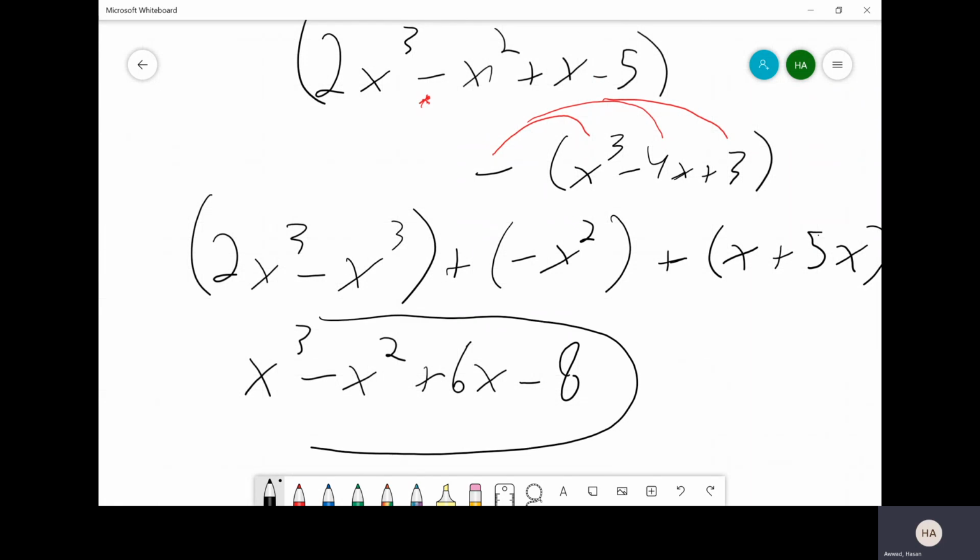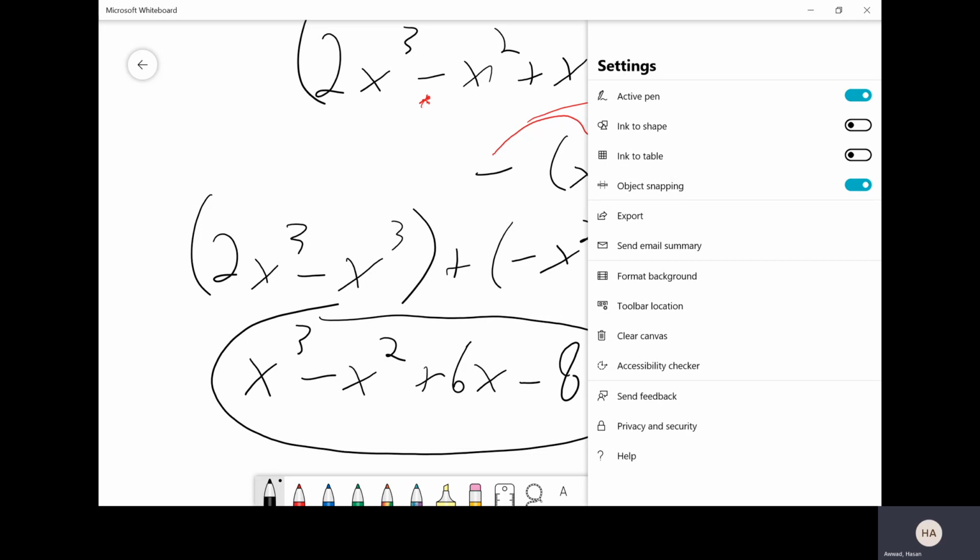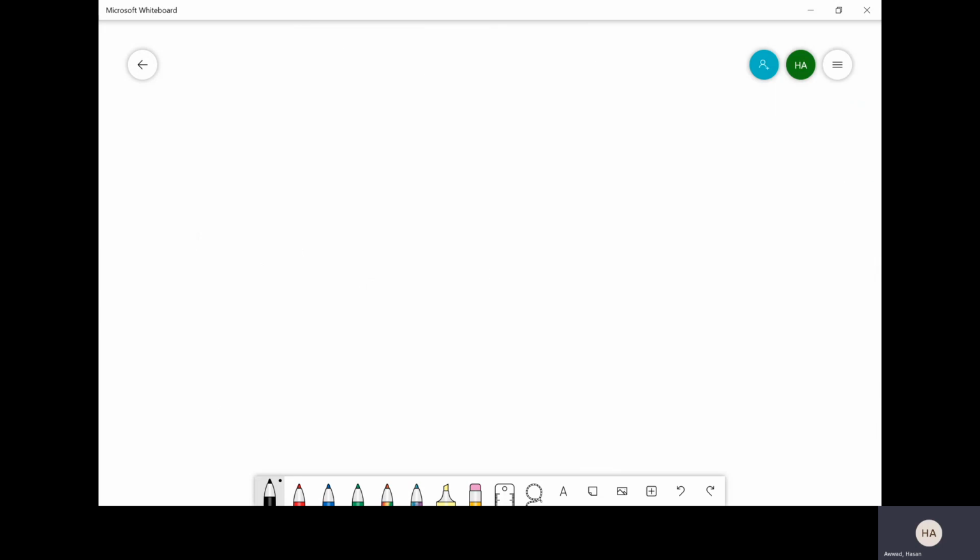So this is our final answer, and hopefully this is what you all ended up with as well. Okay? All right. So we're just going to keep on rolling then. That was addition and also an example of subtraction. Let's check multiplication here. So I'm going to write the example for multiplication.